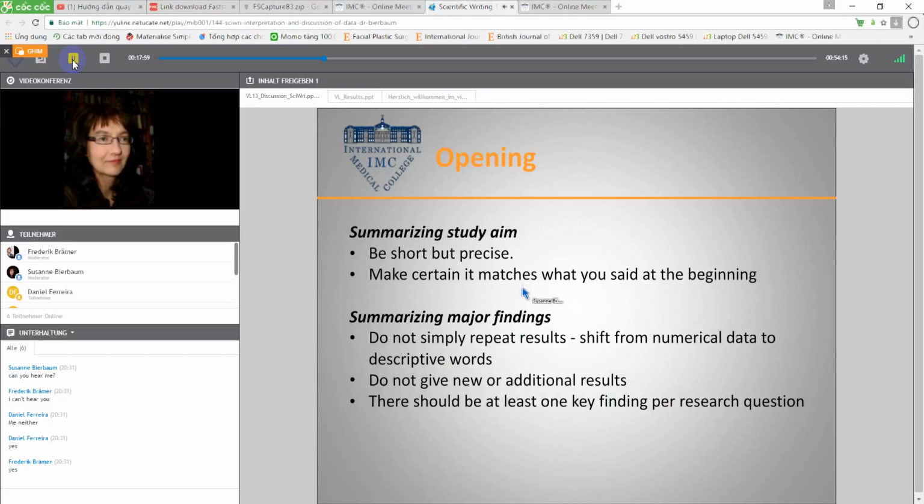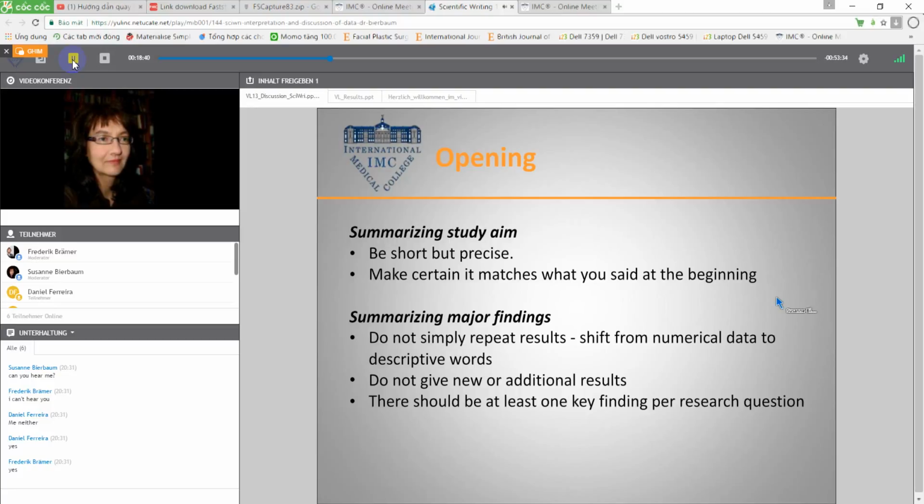Some things to consider and keep in mind. When you summarize your study aim, actually look back up to the front of your thesis. You have your study aim in there. You usually don't copy things word for word, but essentially it's there. If you write it new, be short but precise, not vague. And here, make certain it matches what you said at the beginning. You'd be surprised how often I see it, that these things do not exactly match. And then, of course, you have a problem, because if the discussion is supposed to answer your initial questions, but isn't addressing the same initial questions anymore, you see what I'm getting at?